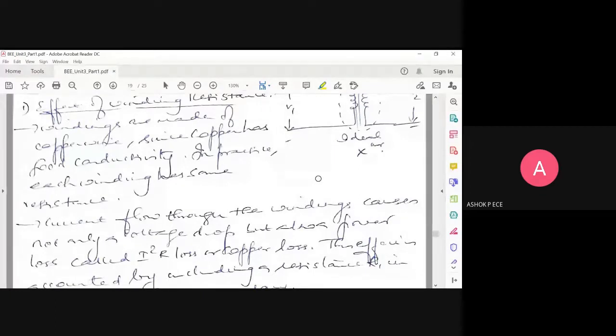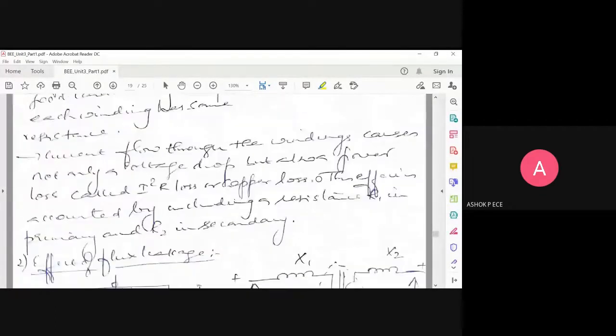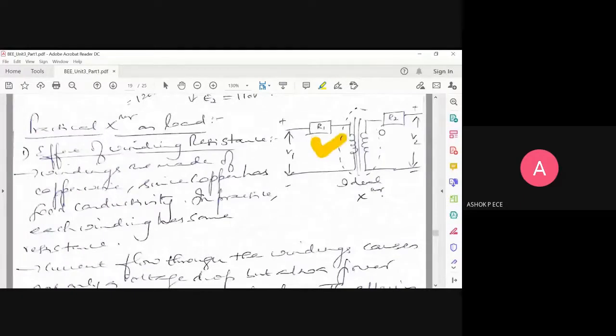So to account for that heat, we are adding a resistance R1 and R2 in the primary and secondary of your transformer. This is just to indicate the loss happening because of windings. A pure winding means it will have only inductive component, with no resistance. But practically, when you consider a practical transformer, the windings will have a resistance R1 in the primary and R2 in the secondary. When current passes through a wire, definitely you will have heat, and that heat is always modeled as a resistor.